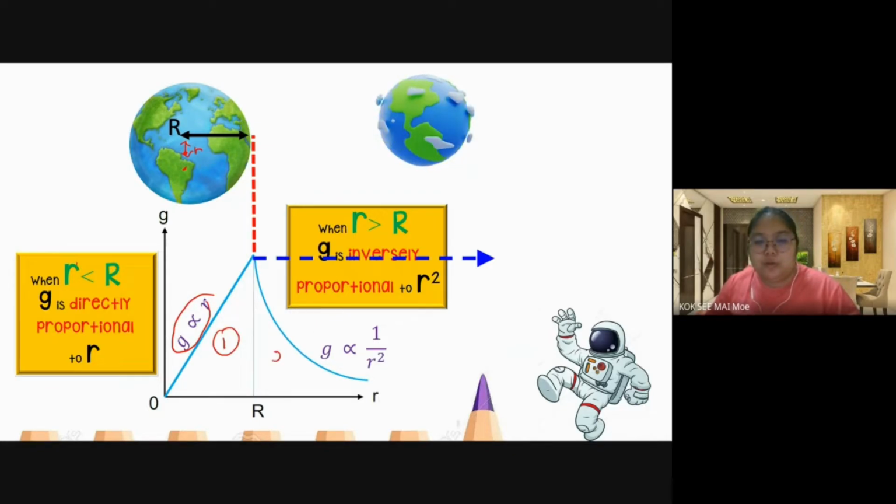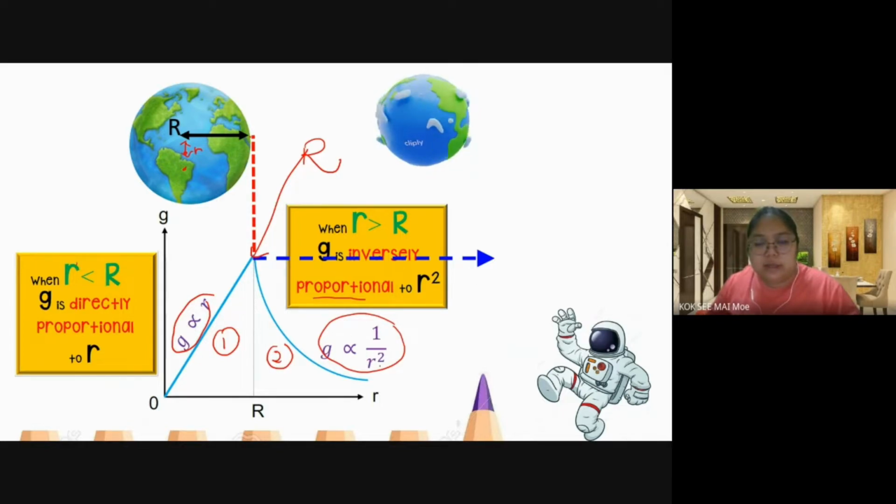Okay, in part 2, you are already over the radius. Radius, exactly the radius as the surface of the Earth. So we find the small r is already more than capital R. So G is inversely proportional to R square. Okay, R square. Okay, so from here we can get it.